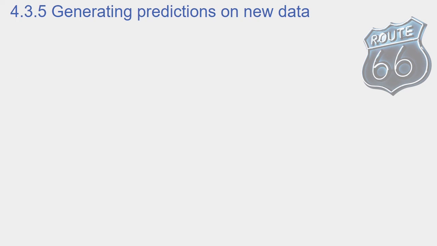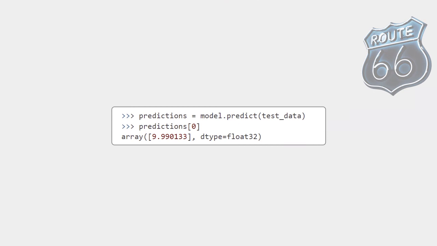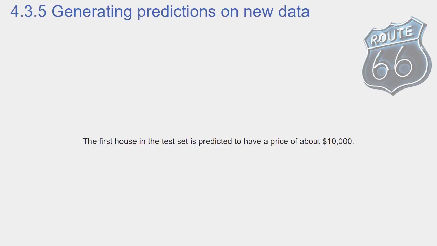Section 4.3.5. Generating predictions on new data. When calling predict on our binary classification model, we retrieved a scalar score between 0 and 1 for each input sample. With our multi-class classification model, we retrieved a probability distribution over all classes for each sample. Now, with this scalar regression model, predict returns the model's guess for the sample's price in thousands of dollars. The first house in the test set is predicted to have a price of about $10,000.